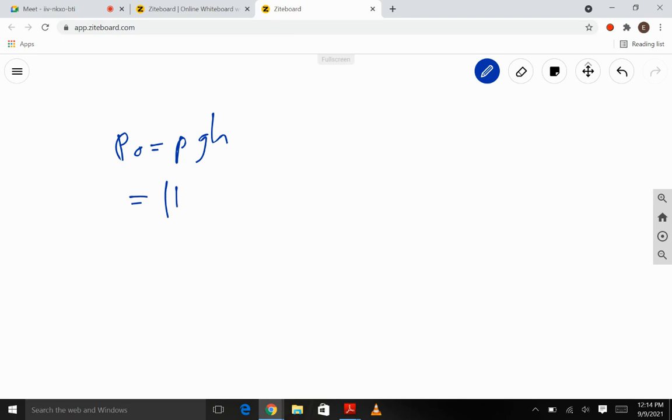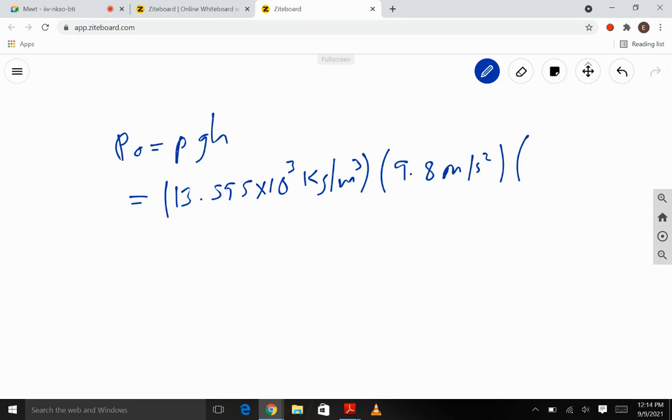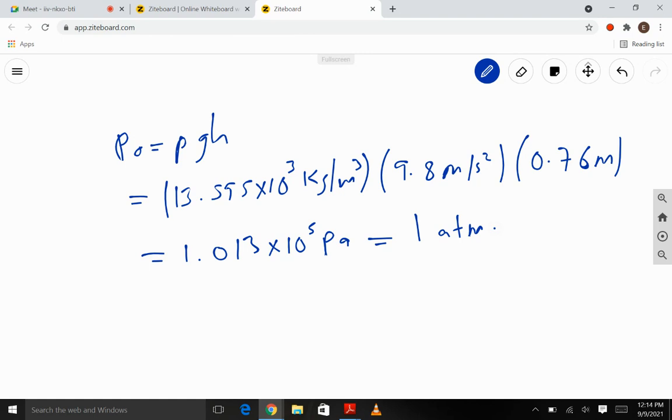So we know the density of mercury, some heavy metal. So we are going to have that, and then you're also going to have 0.76 meters. So now what you're going to have is 1.013 times 10 to the power, not 3 but 5, which is going to be our Pascal. And this is the same as 1 atmosphere, okay? So that's how you use a barometer.